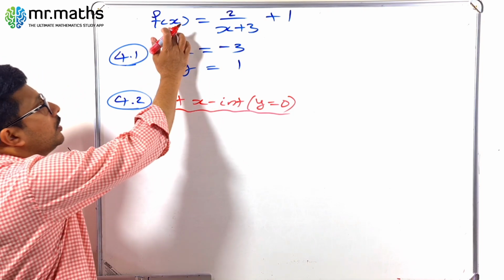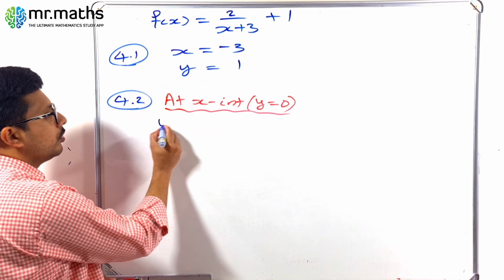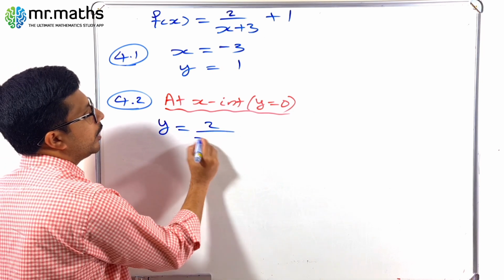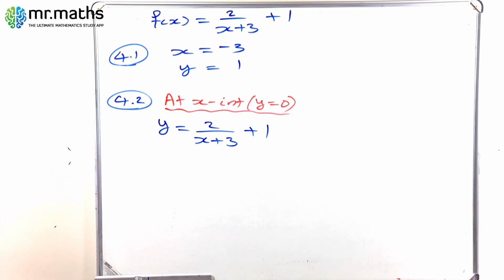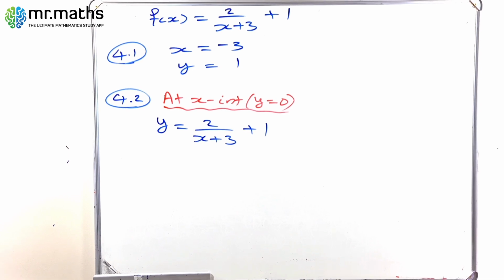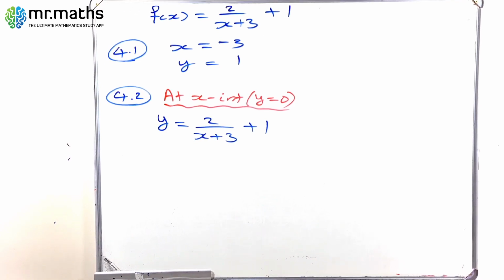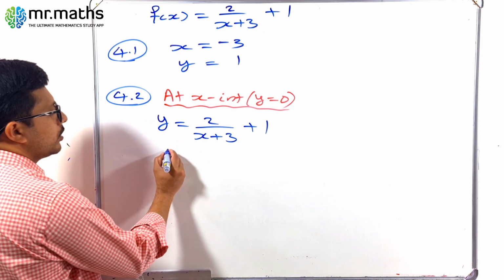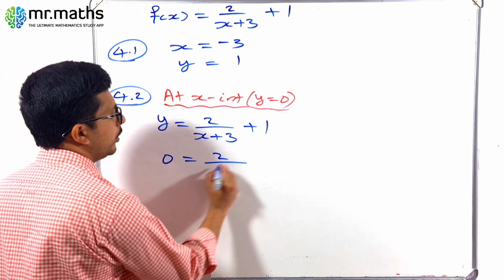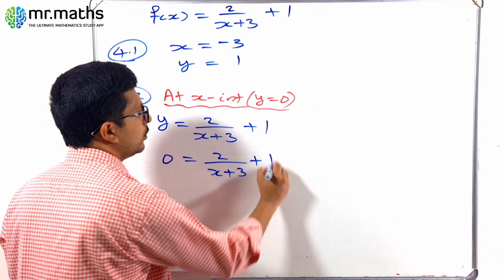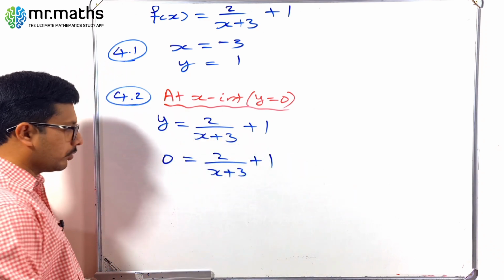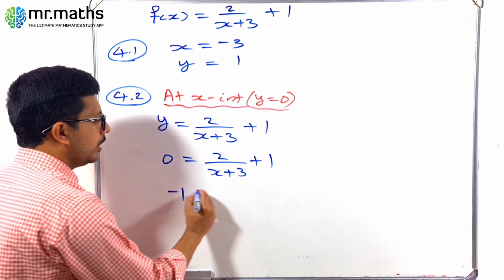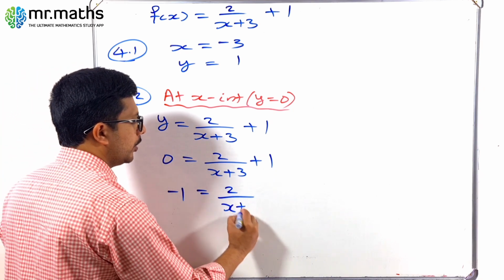In this equation, f of x is the same as y. So y is equal to 2 divided by x plus 3 plus 1. You have to substitute the value of y as 0. So 0 is equal to 2 divided by x plus 3 plus 1. Now we have to simplify this one. Take this positive 1 to the other side. So on this side it is negative 1 is equal to 2 divided by x plus 3.